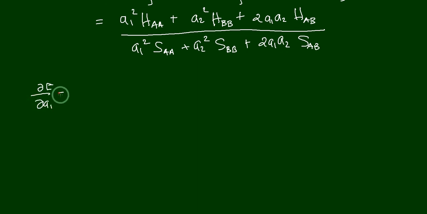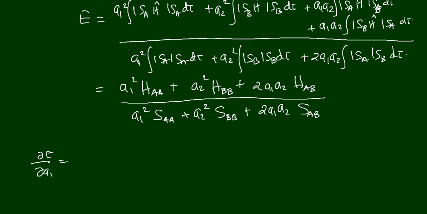It will be very difficult if we find dou E divided by dou A1 right from here, because E is A1 square HAA plus A2 square HBB, like that. Many functions are there, so we will shorten this. We will call the numerator together as n and the denominator together as d, where n is equal to a1 square HAA plus a2 square HBB plus 2 a1 a2 HAB, and you understand what d is also. So we can write it like n into d raised to minus 1.